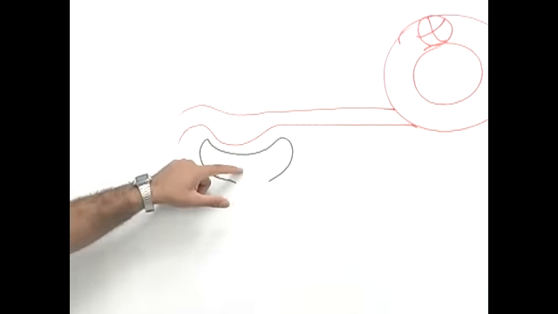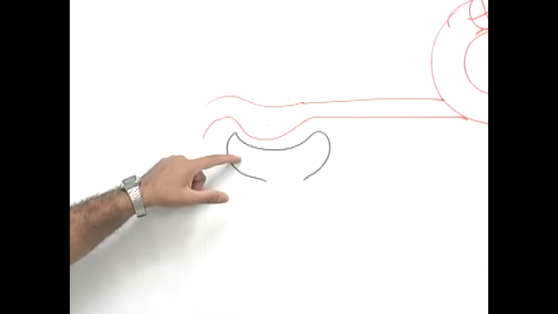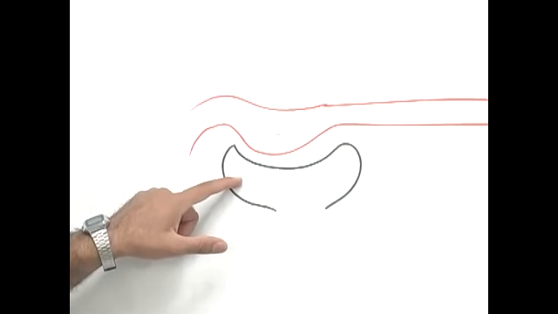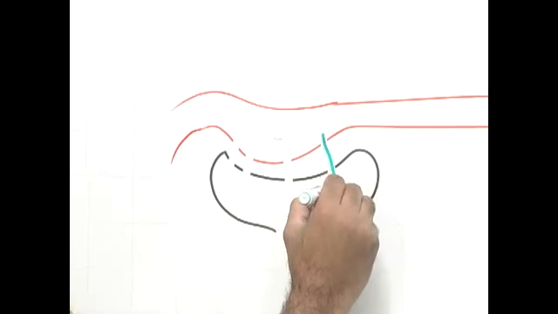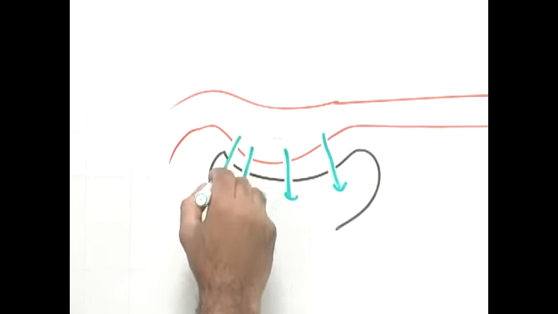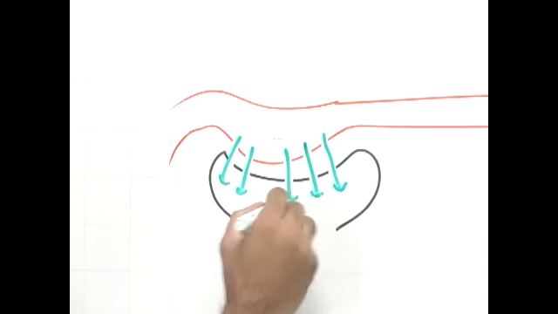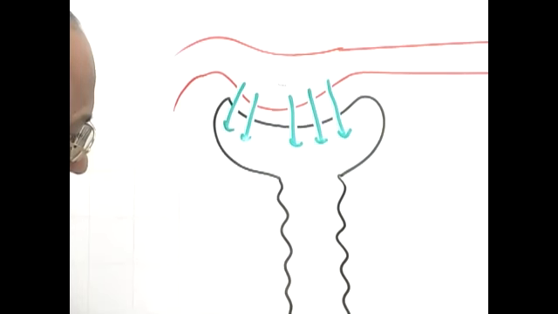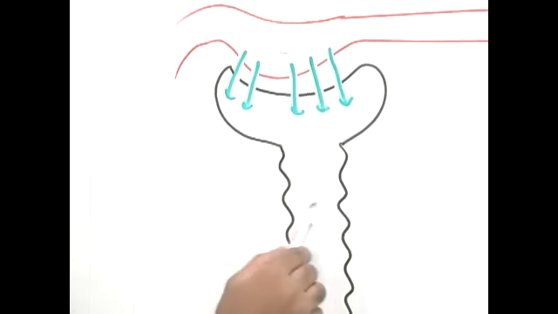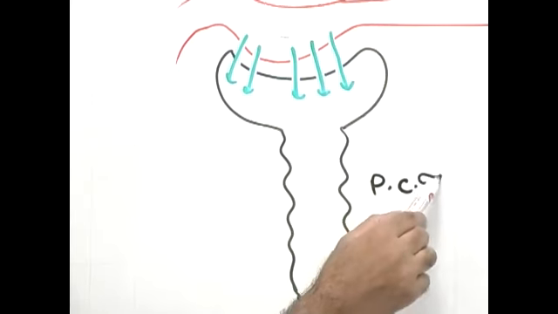And on the other side it has Bowman's capsule, the very earliest part of the nephron, and it acts as a filtration unit. Now what really happens when blood is coming to this area is that some part of the plasma, some components of the plasma, are filtered into the nephron, right? Now from here, what happens? There are different parts of the nephron. This earliest part of the nephron is called the proximal convoluted tubule.